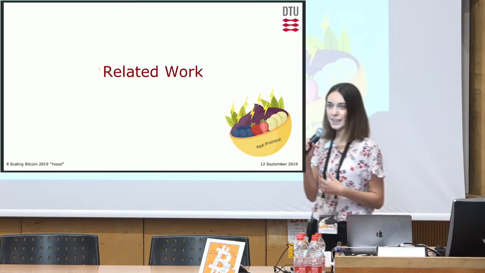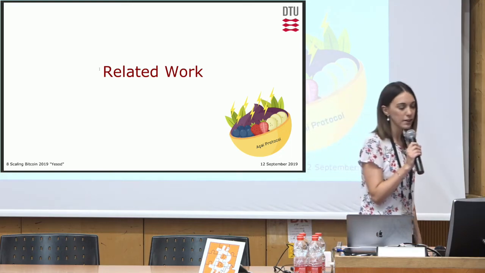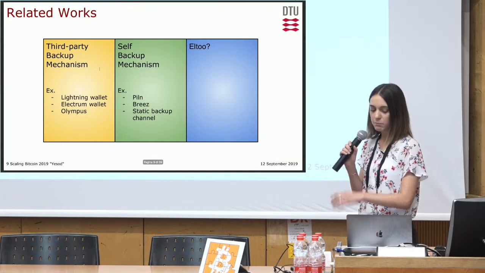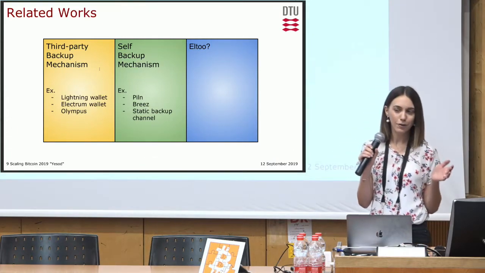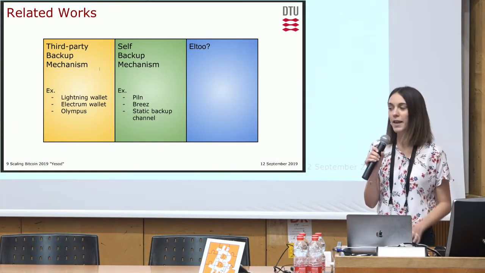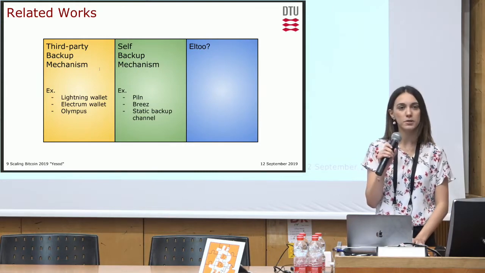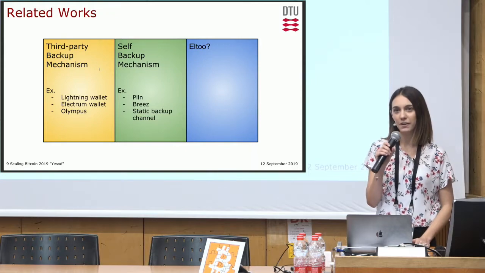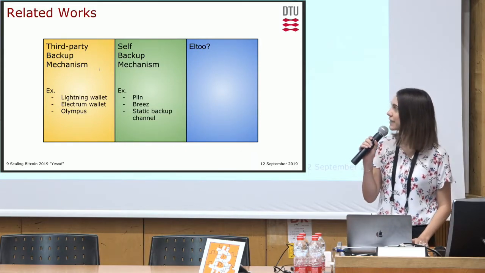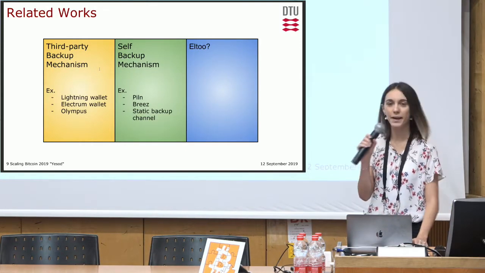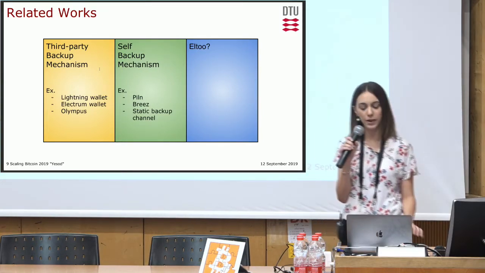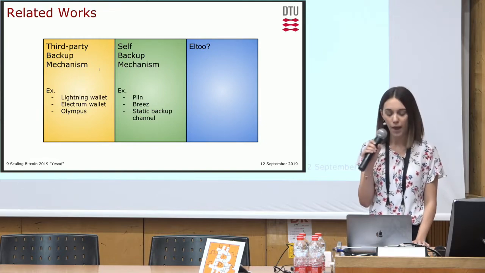Inside the Lightning Network community, some solutions have been proposed, and in my project I analyzed some of them, and I noticed that it's possible to group them in three different categories. The first one I call third-party backup mechanism. The second one is the self-backup mechanism, and then a third category for L2.